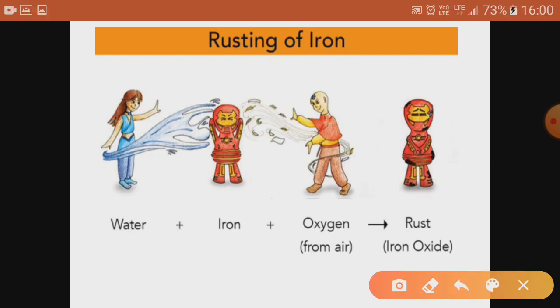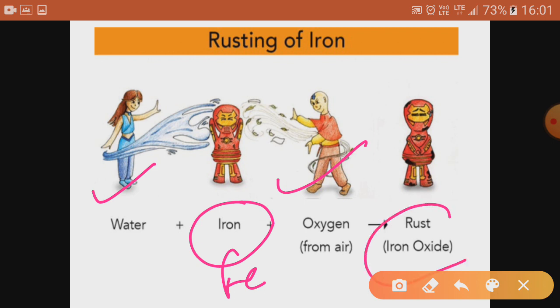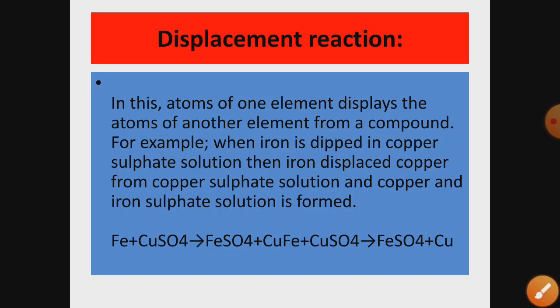We have already discussed rusting, but with this slide you will come to know that iron, Fe, is required for rusting, and with moist air rust or iron oxide is formed.